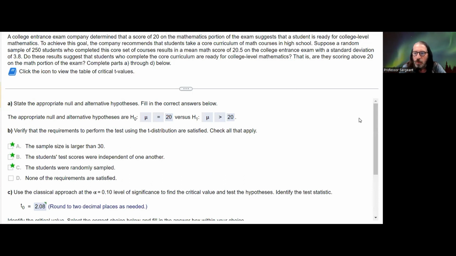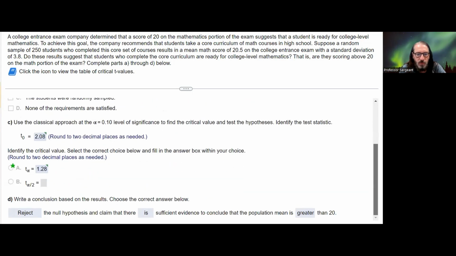What I wound up doing, because that was not in the critical region, my answer, which turned out to be correct, was that we do not reject the null hypothesis. We failed to reject the null hypothesis. Therefore, there is not sufficient evidence to conclude that when students that take the core curriculum take the college entrance exam, they are scoring greater than the 20.